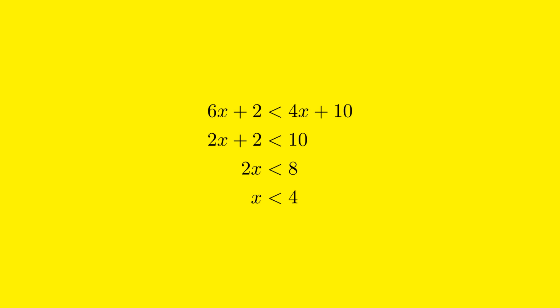From here, we need to isolate x to find when x is less than another number. To do this, we divide both sides of the inequality by 2. On the left, 2x divided by 2 simplifies to x. On the right, 8 divided by 2 equals 4. So after simplifying, we are left with x is less than 4. Thus, the correct answer is B.